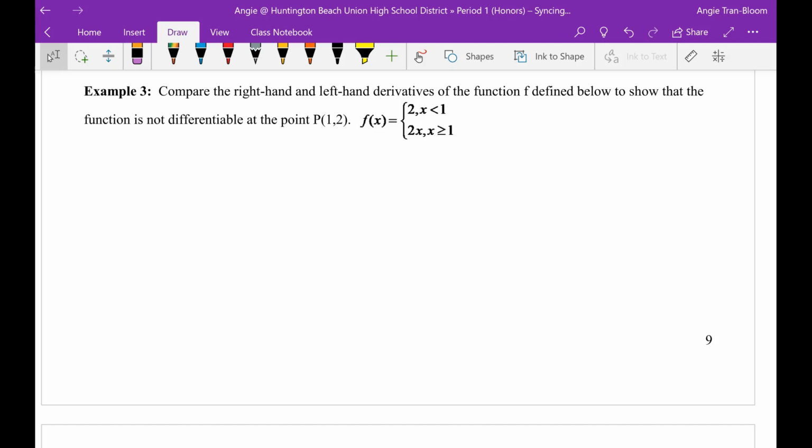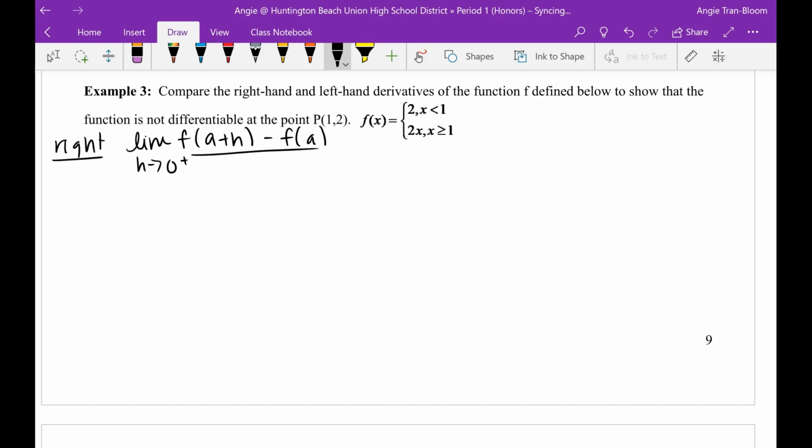Compare the right and left hand derivatives of the function f defined below to show that the function is not differentiable at the point (1, 2). I'm giving you a piecewise function, okay? So let's do the right and left hand derivatives. Let's write the definition first. Limit as h approaches 0 from the right of f of a plus h minus f of a, all over h. Let me write the formula first and then I'll plug in what a is.